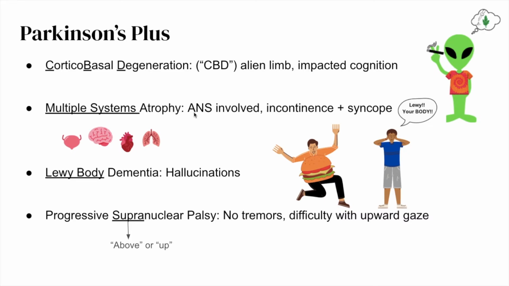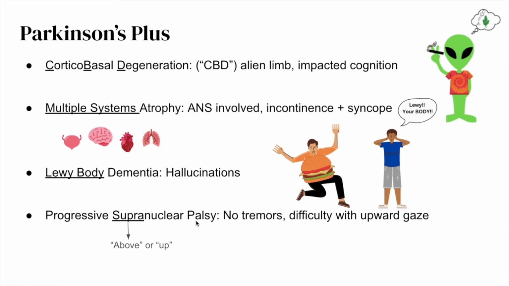Multiple system atrophy. Here, the autonomic nervous system's involved, and the patient presents with incontinence as well as syncope. So multiple systems, you might think of the bladder or the heart and lungs, as well as the brain. The Lewy body dementia is very distinguishable because it's the only one with hallucinations. So here I thought about somebody looking at their friend Louie and seeing Louie with this hamburger body and forks for arms. This guy is hallucinating and he's saying, Louie, your body.